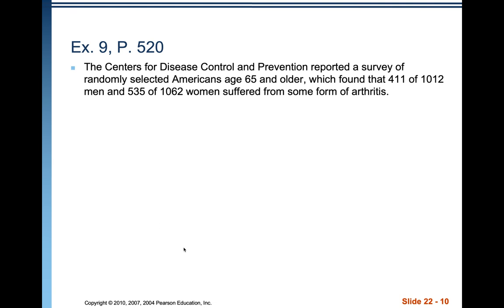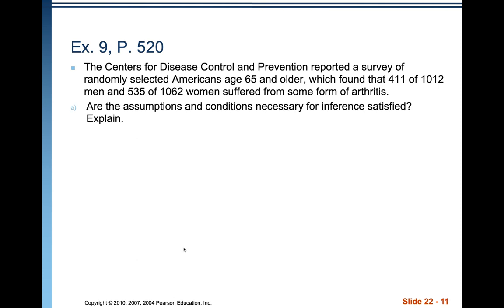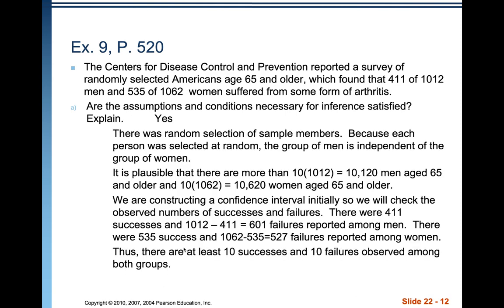All right, let's see this in practice. The Centers for Disease Control and Prevention reported a survey of randomly selected Americans aged 65 and older, which found that 411 of 1,112 men and 535 of the 1,062 women suffered from some form of arthritis. Are the assumptions and conditions necessary for inference satisfied? And then we're going to explain.